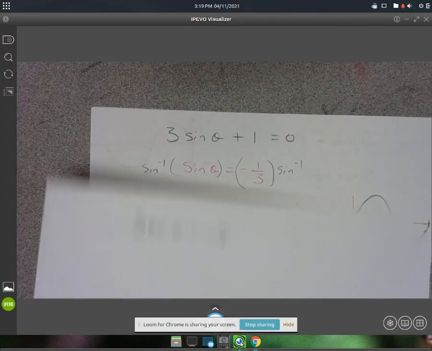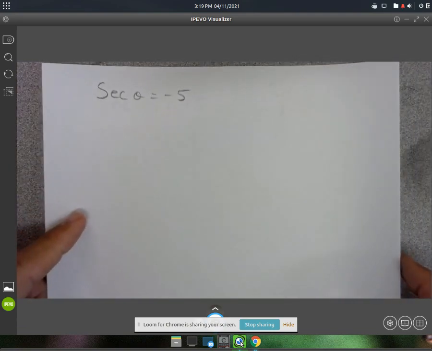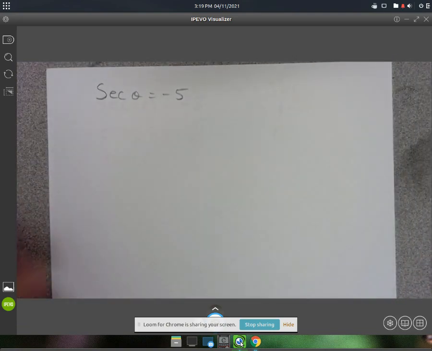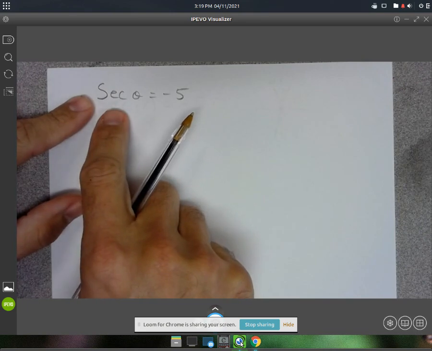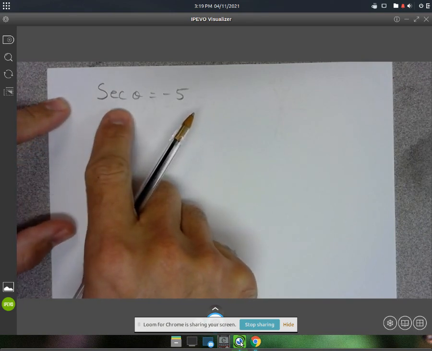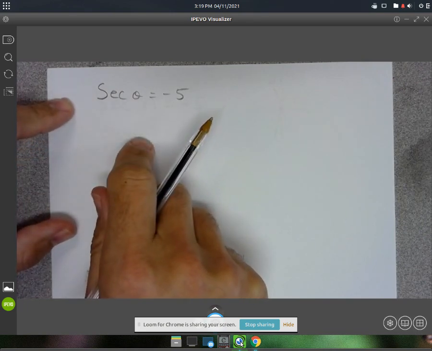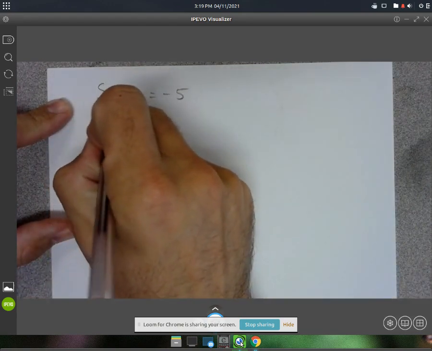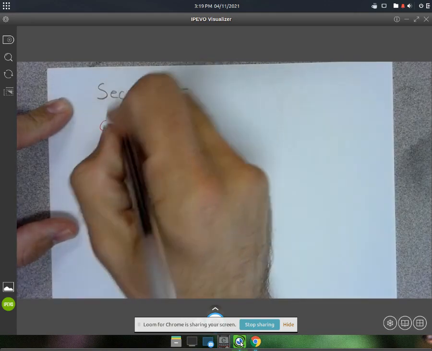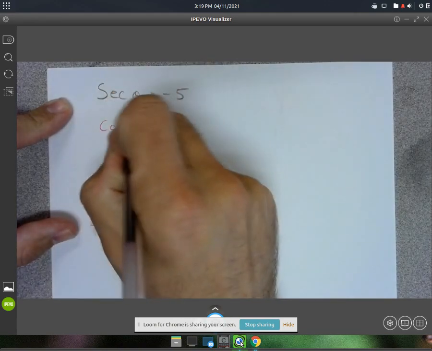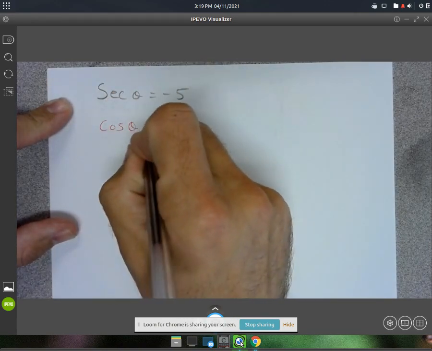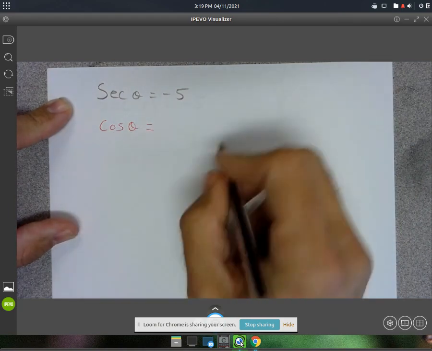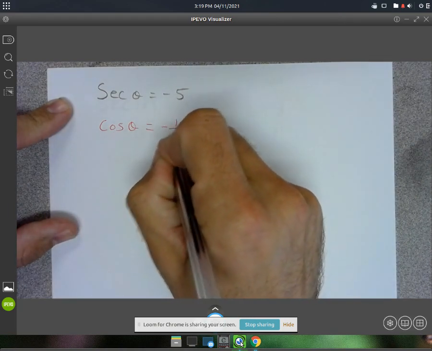All right, I got a couple more of these little trig ones where you have to use the inverse function. Here they're giving me the equation in secant, so I need to rewrite that in cosine, because you can always do that. There's not an inverse secant button on that calculator. So if secant is equal to -5, that means that cosine would equal -1/5.